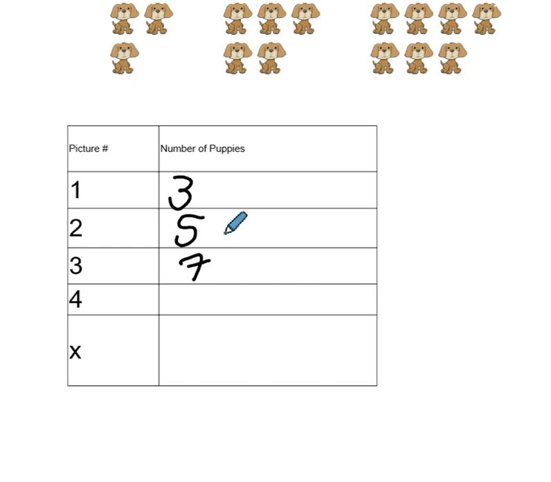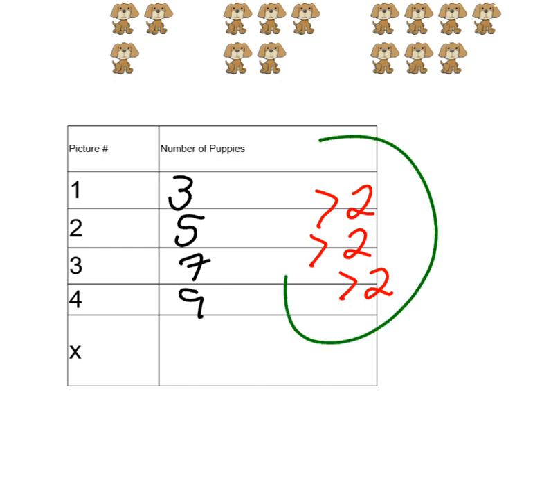But if there was a picture 4, what I think you would notice here is 2 plus 1, 2 plus 2 plus 1, 2 plus 2 plus 2 plus 1. The other thing you might be starting to notice is, hey, that went up by 2. That went up by 2. So the next one will also go up by 2. That's a really important thing to notice.